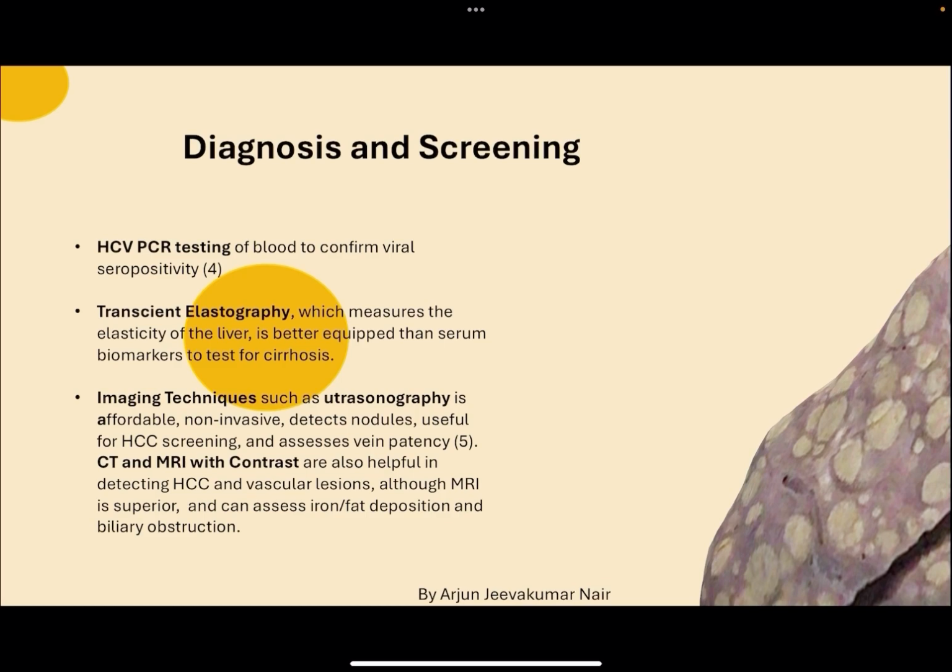Imaging techniques such as ultrasonography are affordable, non-invasive, detect nodules, and are useful for hepatocellular carcinoma screening, or HCC, which stands for liver cancer, and assess vein patency or obstruction. CT and MRI with contrast are also helpful in detecting liver cancer and vascular lesions, although MRI is superior. These can assess iron or fat deposition and even biliary obstruction.